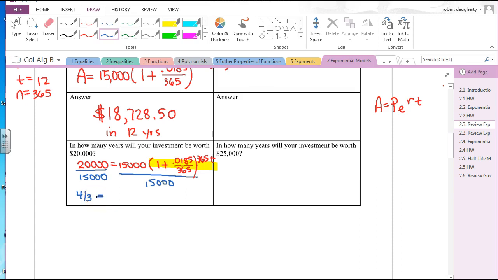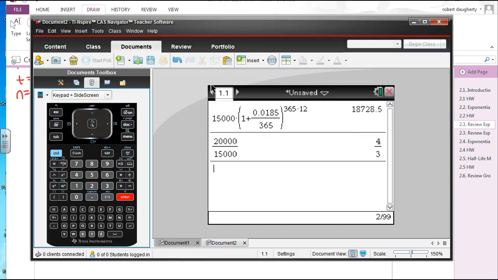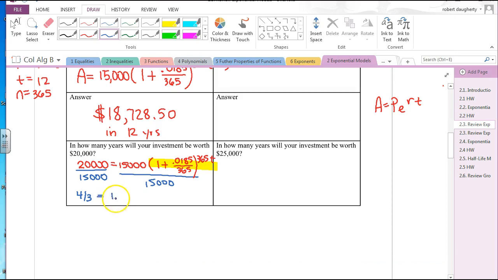And now I'm going to figure out what is inside the parentheses, that 1 plus 0.0185 over 365. So 0.0185 divided by 365 is 0.00005, so 1 plus that is 1.00005, raised to the 365t. Okay? Let me double check that. That was 1.00005. Now I've got the exponential expression all by itself. Now I can take the log of both sides.